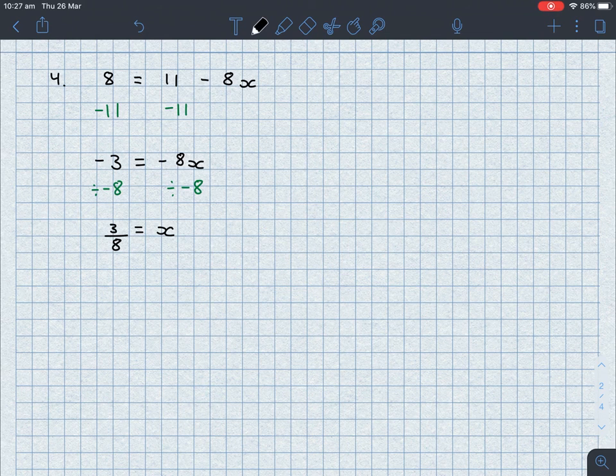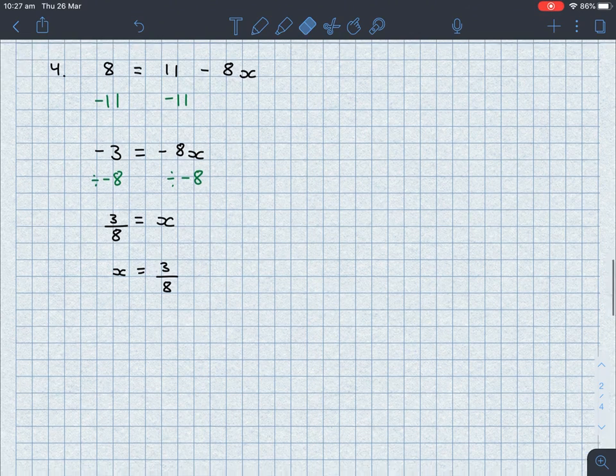If you really want to, you can write an extra line of working that says x is equal to 3 over 8 with the x on the left, but this is okay, and you will never lose marks for having it this way around. It's just neater to have the x on the left if you choose to do that.